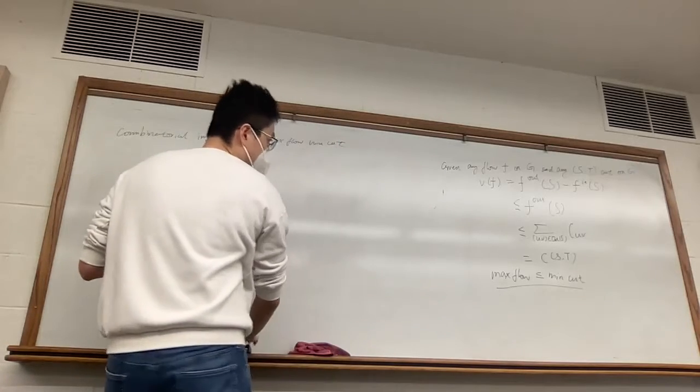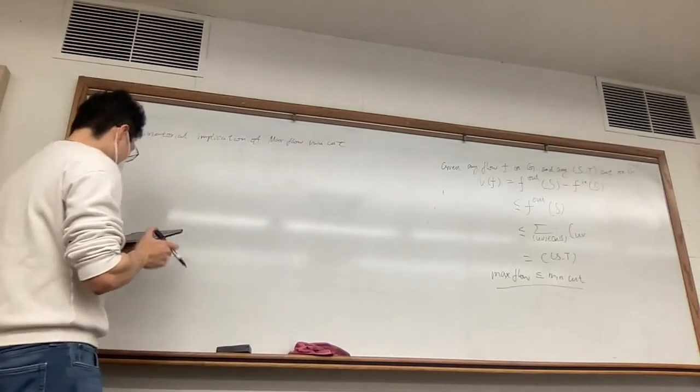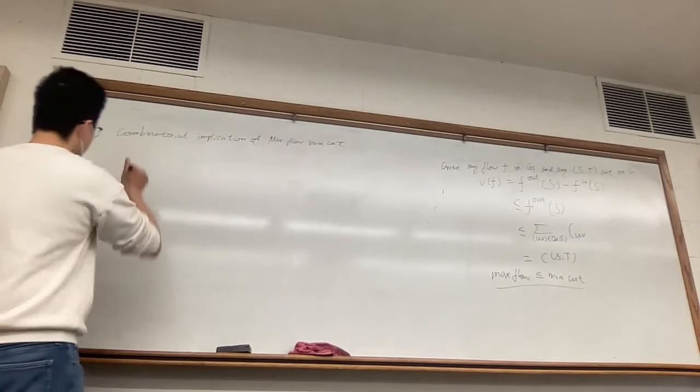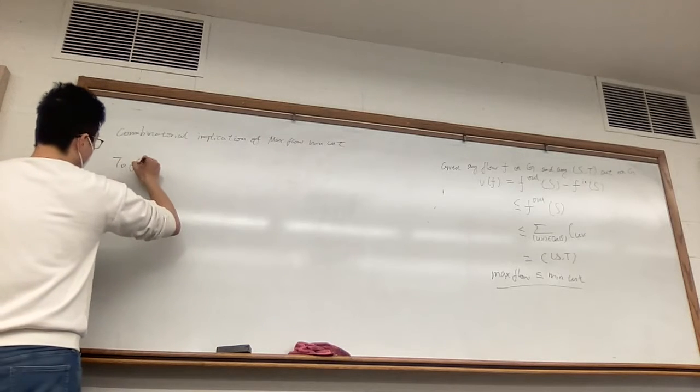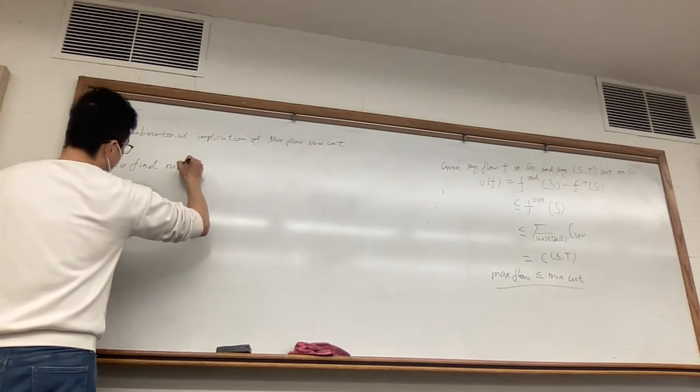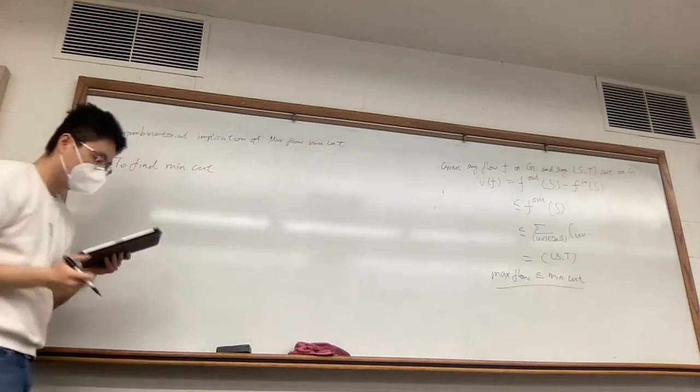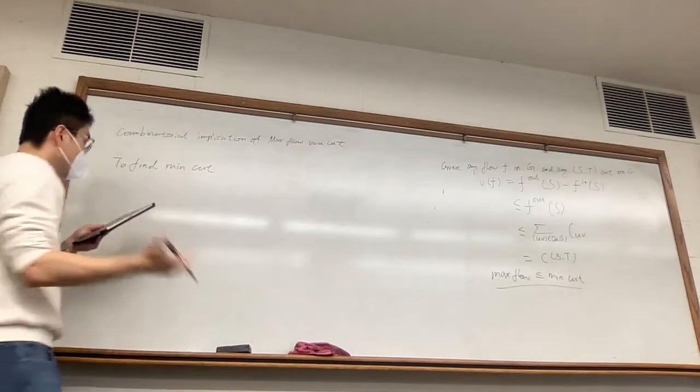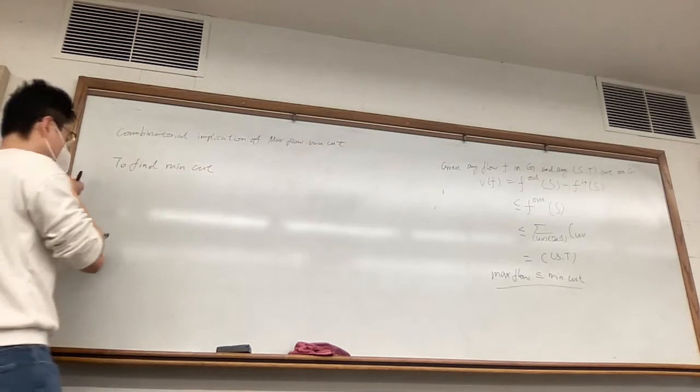So now we have shown that the max flow is less than or equal to the min cut. Then our next step is to find the min cut. So the way is like this.